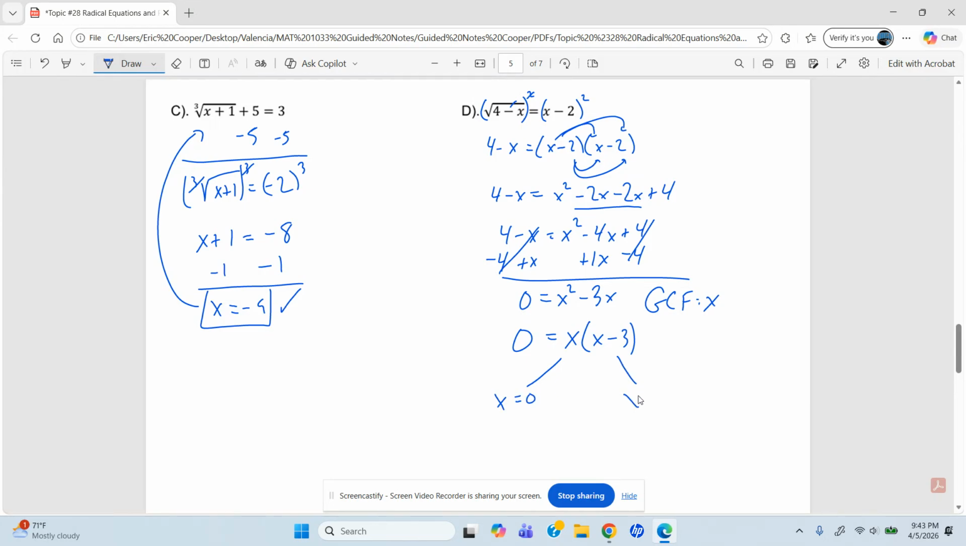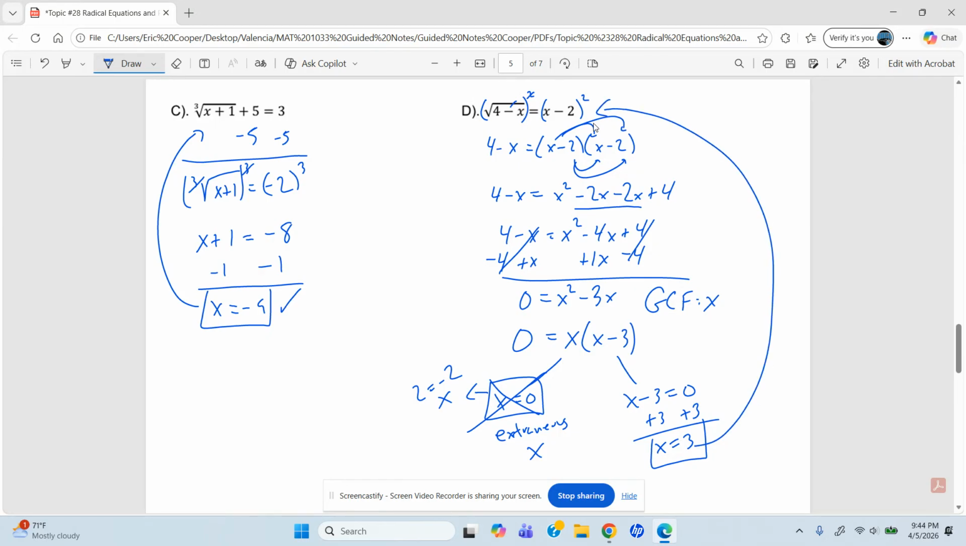Each one of these gets set equal to 0. So 0 is a possible solution, and over here, 3 is a possible solution. Let's go back and check it though. If I plug back in 0, I get 4 minus 0 here, which is 4, and the square root of 4 is 2. But when I do 0 minus 2 here, I get negative 2. So understand, I plugged in 0 and I got 2 equals negative 2, which is not true. This is an extraneous solution. It does not work. It would not be included as part of our answer.